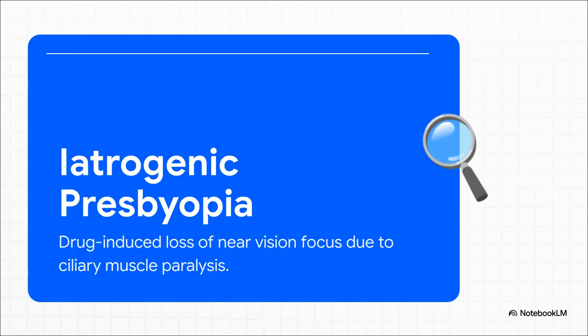And that brings us to a massive clinical pearl. When we block those M3 receptors to get cycloplegia, we are literally taking away our patient's ability to focus on anything up close. In the literature, this is called iatrogenic presbyopia. Basically, it's a temporary, drug-induced loss of near vision. You absolutely must warn your patients about this before they leave the chair, or they're going to be pretty panicked when they can't even read a text message on the way home.